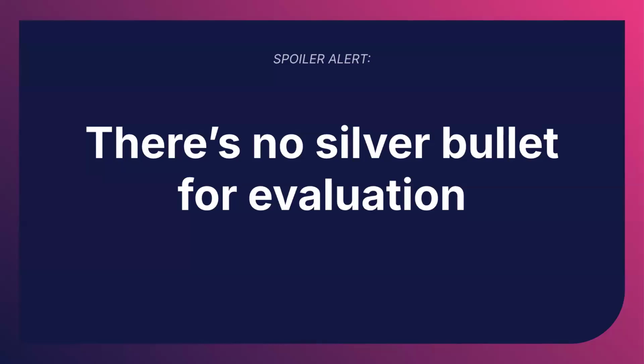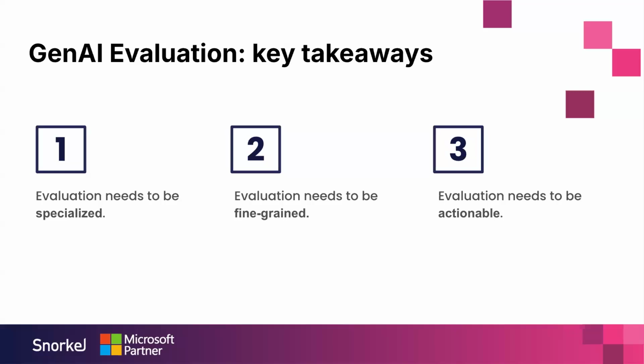When you're talking about evaluating a generative model, there is no silver bullet. There are a lot of ways you can do this, but it's all going to be bespoke. At Snorkel, we say that there are three main things to keep in mind when you're talking about generative AI evaluation. It has to be specialized, it has to be fine-grained, and it has to be actionable. I'm going to say those words like 50 times during this presentation. I'm going to drill it into your heads. Specialized, fine-grained, actionable. Specialized, fine-grained, actionable. That's three. If anyone wants to keep count, go for it.